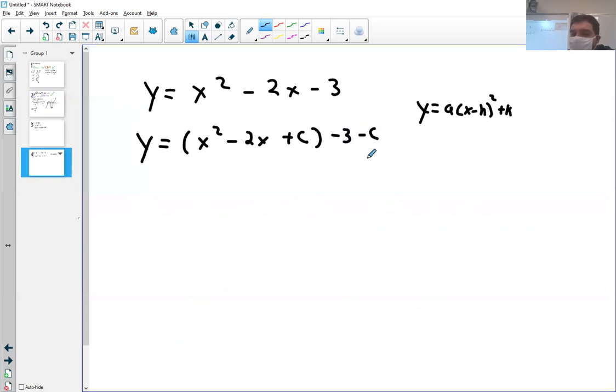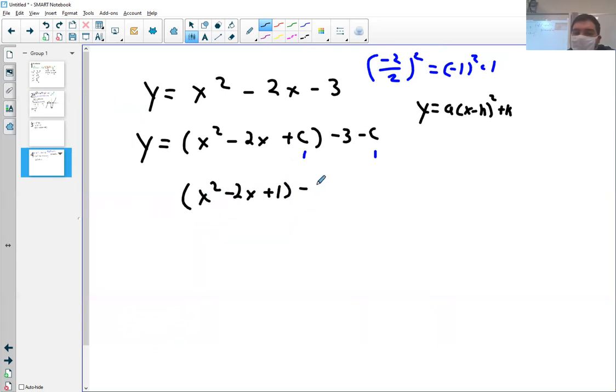Then we need to find the c, which is -2 over 2, squared. That's -1 squared, which is 1. So this is going to be 1, and this is going to be a 1. So we got x squared minus 2x plus 1. Is that formula b over 2 squared? Yeah, b over 2.